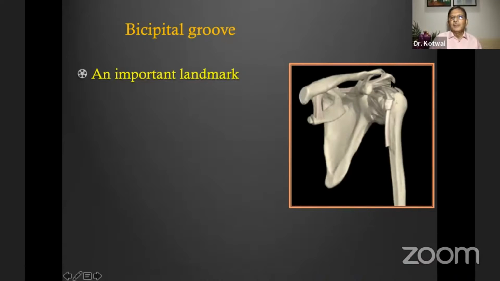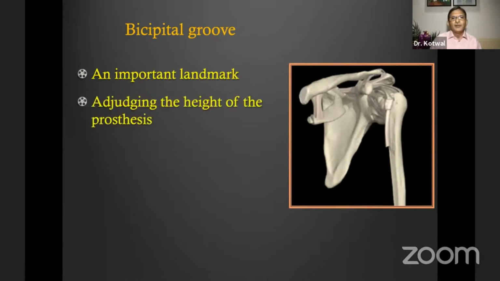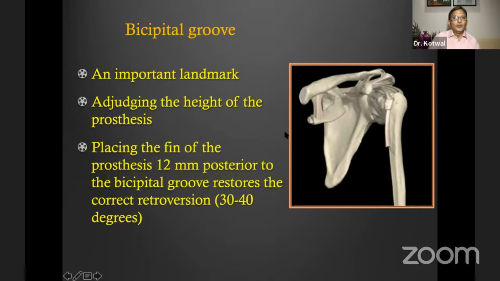Bicipital groove. This is the bicipital groove where you have the tendon of the long head of the biceps. It's an important landmark because it helps you in judging the height of the prosthesis, particularly in the setting of a trauma where everything is broken in the humerus. When you put a prosthesis, you have to judge it by the tension in the long head of the biceps. Also, the fin of the prosthesis is kept about 10 to 12 millimeter posterior to the bicipital groove. That gives the correct retroversion in the humerus, which is about 30 to 40 degrees.